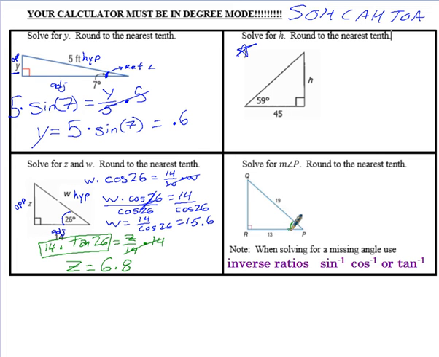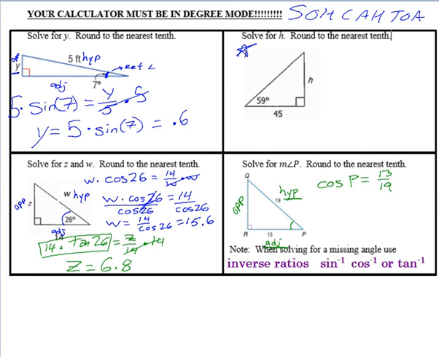Based on my reference angle, label the sides: opposite, adjacent, hypotenuse. It's tough to see these numbers here, but that's 13 and 19. So based on what I have here, I have adjacent and hypotenuse. The trig function that uses adjacent and hypotenuse is cosine. So I'm going to say cosine of P equals 13 over 19.